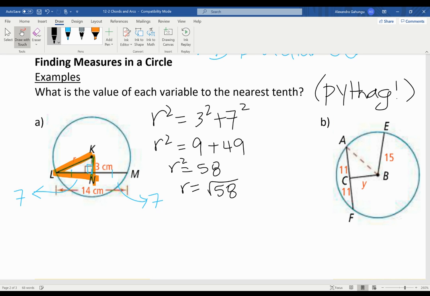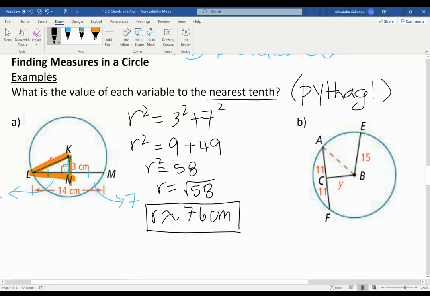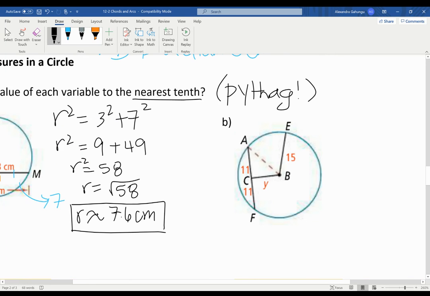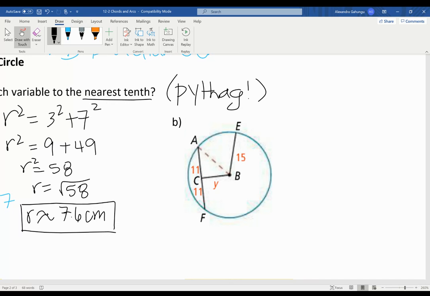And we look at the directions to see what we're going to go towards. And we are trying to get to the nearest tenth. So the decimal approximation for that is 7.6. My units are centimeters. So it's approximately 7.6 centimeters. So for all of these, we're going to be using the Pythagorean theorem because we're going to be working in circles where we're going to also have right triangles. So moving on to B.